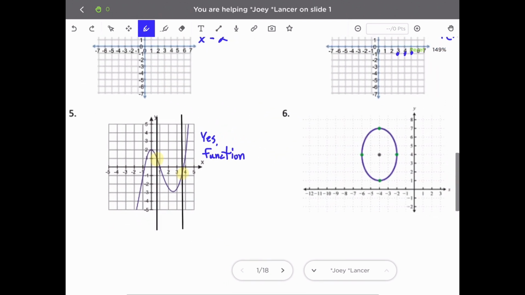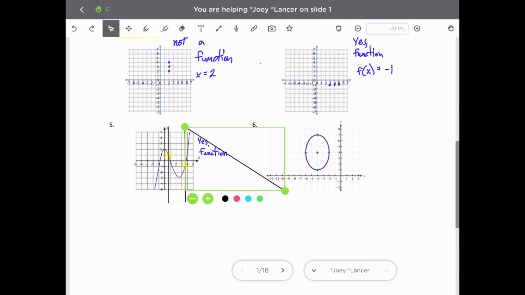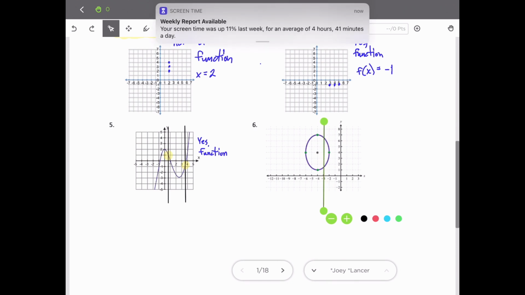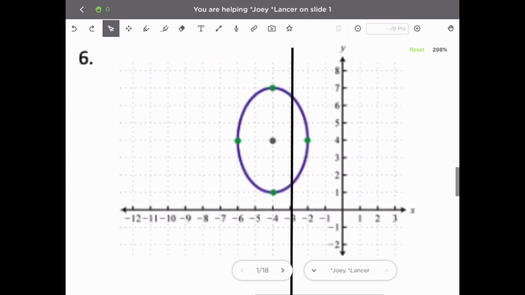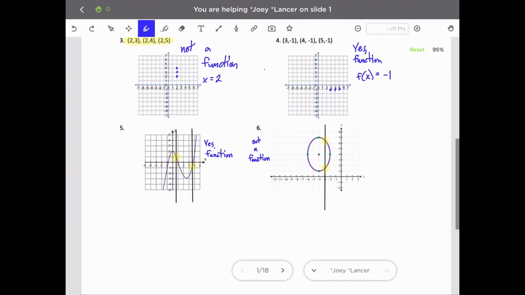Now, if you put a vertical line on here, you'll see that this crosses y values twice. Up top and on the bottom of this ellipse. So this is not a function. Because there are multiple y values for the same x.